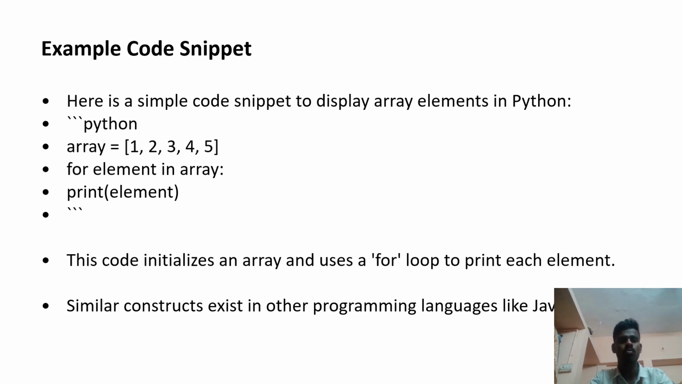Here is an example code snippet. Snippet means a small piece of example code. Here is how to display array elements in Python. We follow this syntax: array equals square brackets 1, 2, 3, 4, 5. For element in array, print element. This code initializes an array and uses a for loop to print each element. Similar constructions exist in other programming languages like Java.